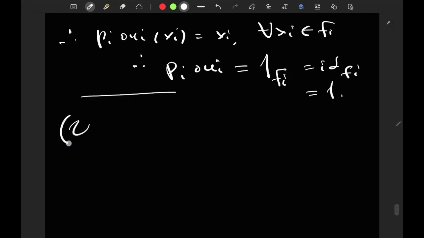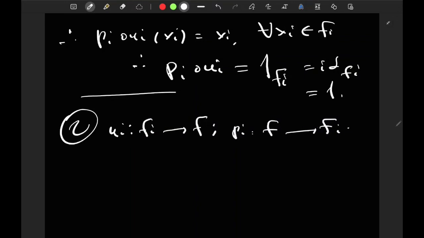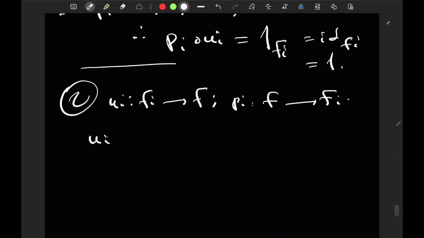The second thing you should notice is when we do the opposite thing. Again, u_i is going from F_i into the product, and p_i is going from big F into F_i. I can also do u_i composed with p_i. This thing is going from F into F. And what's happening with this thing?